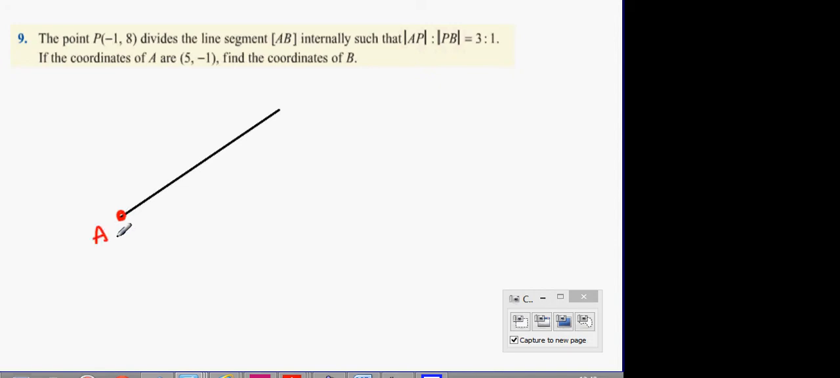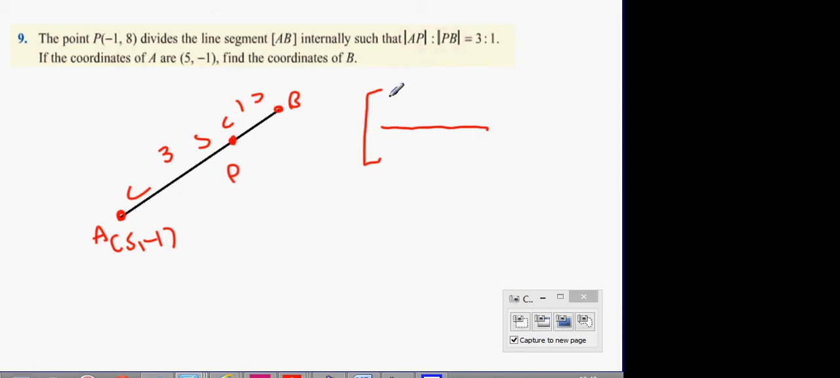Here's A. A is (5, -1). Somewhere in here there's going to be a point P where this is going to be 3 times bigger than this one here, which is the point B. Now guys, what's the formula for the internal line segment? Bx1 plus Ax2 all over B plus A. Yeah. And the other one's exactly the same, By1 plus Ay2 all divided by B plus A.